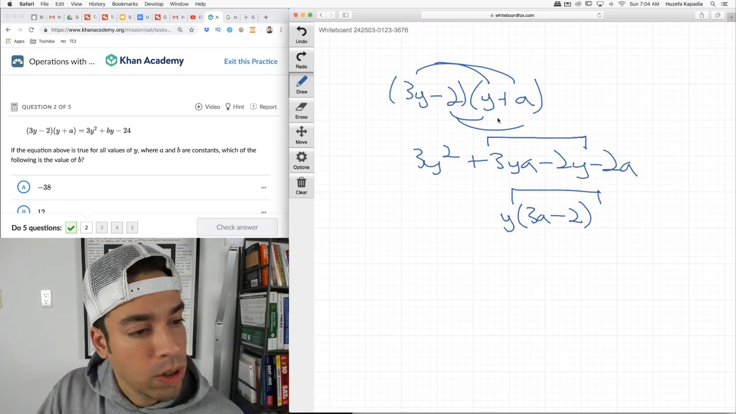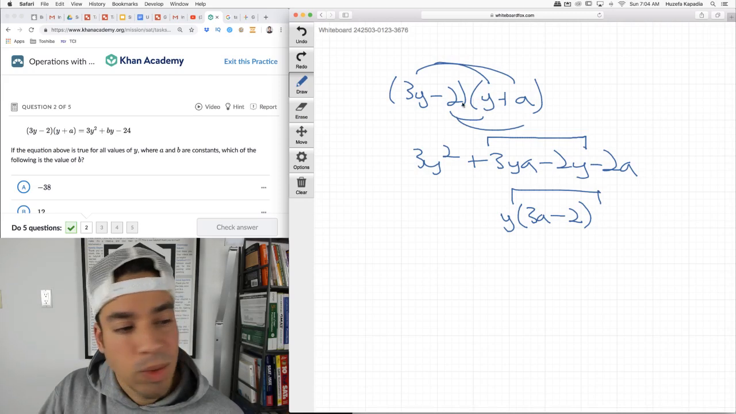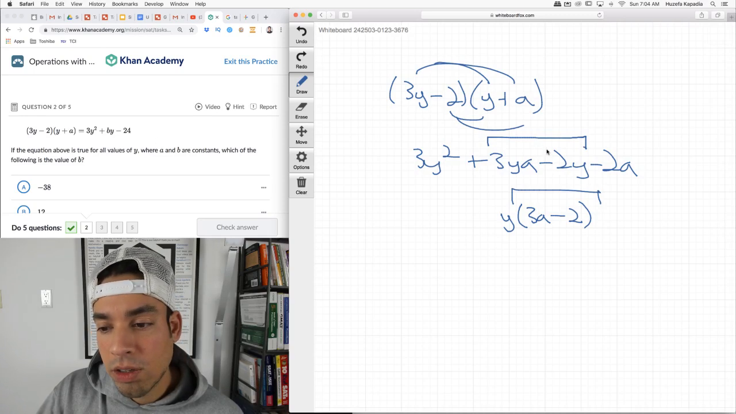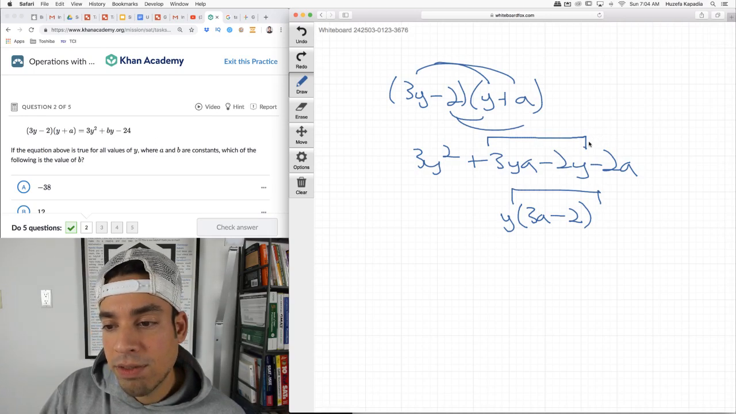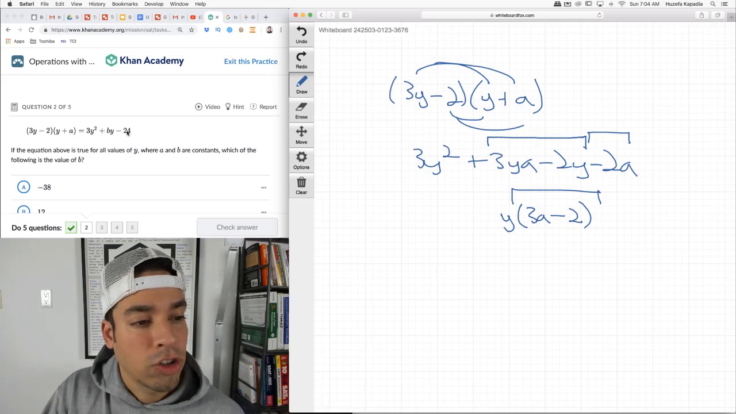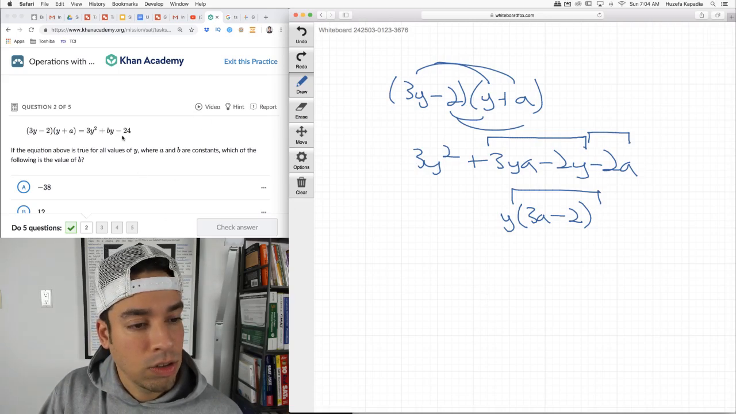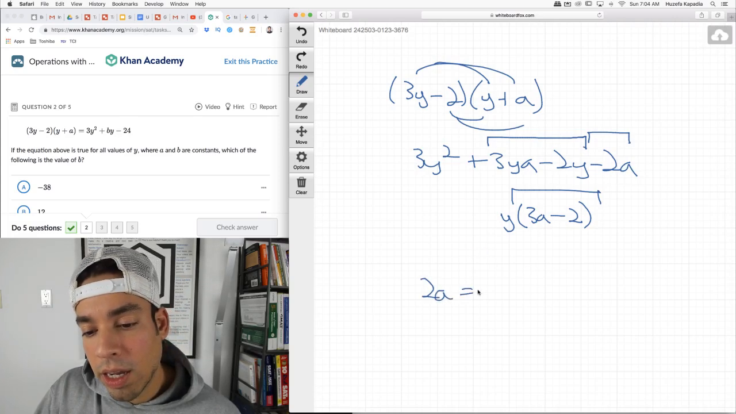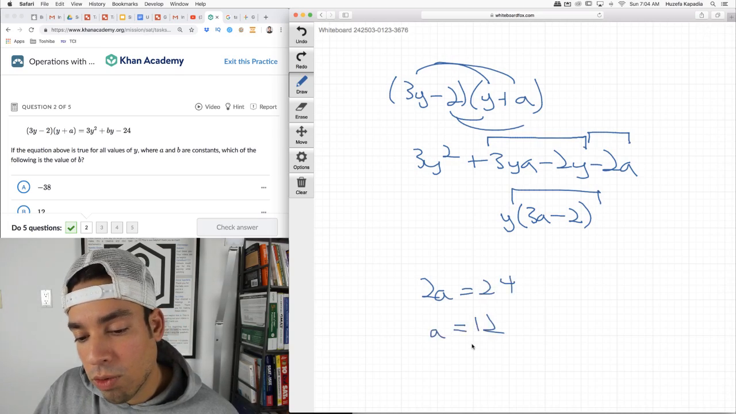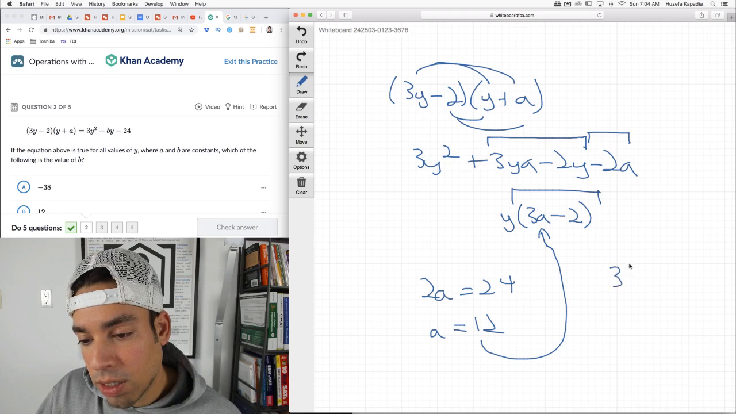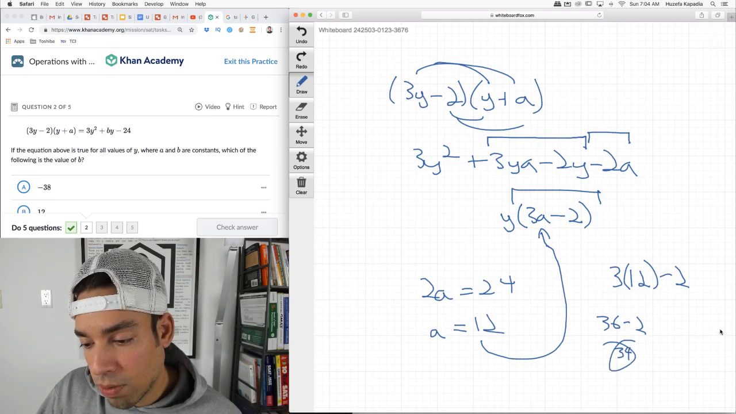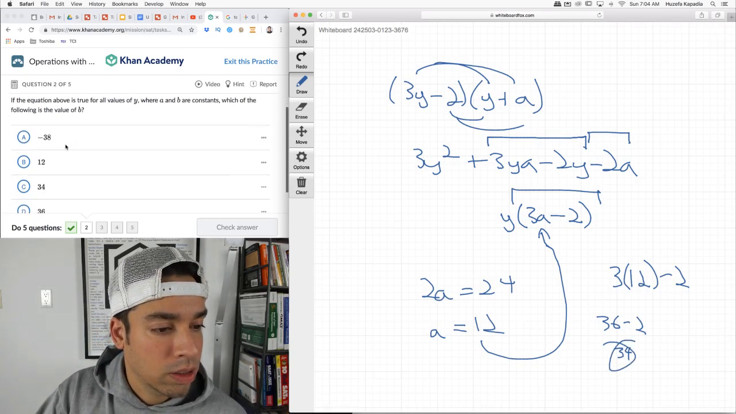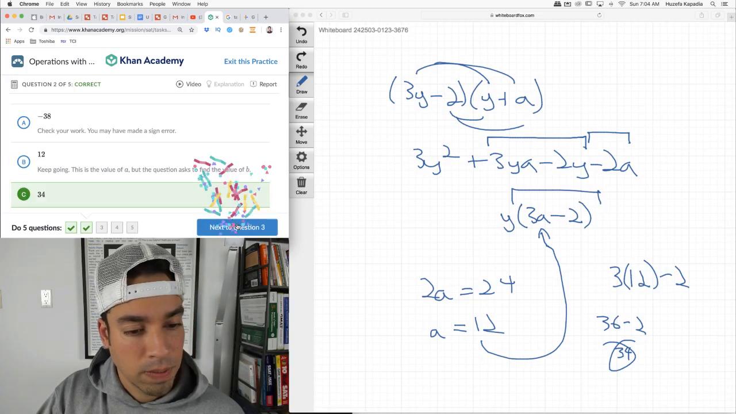Let me see. 3y squared plus 3. Oh, I see. We can actually solve for a. The other thing is minus negative 2a apparently equals 24, because you see how this last term is 24 and this last term links up with that. So 2a equals 24, therefore a equals 12. Now we can plug that in here, and it's 3 times 12 minus 2, which is 36 minus 2, which is 34. So that should be correct. All right, sweet.